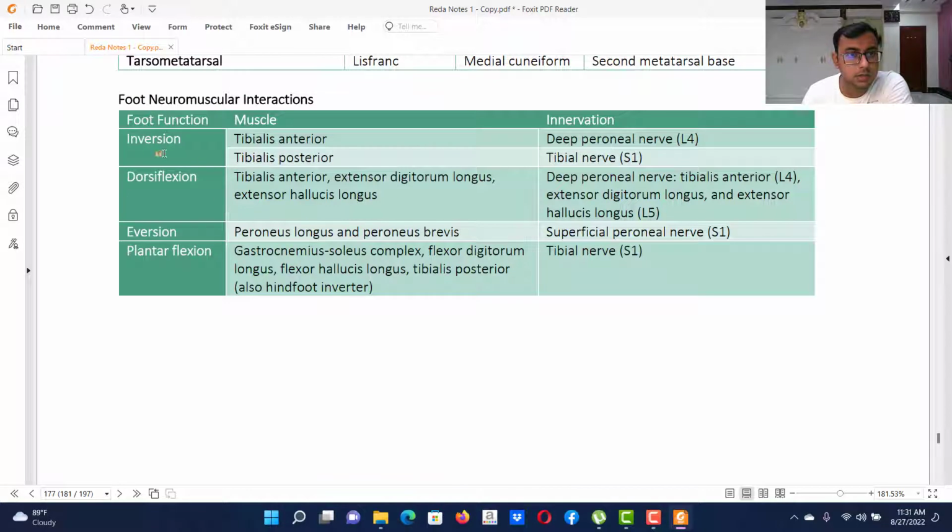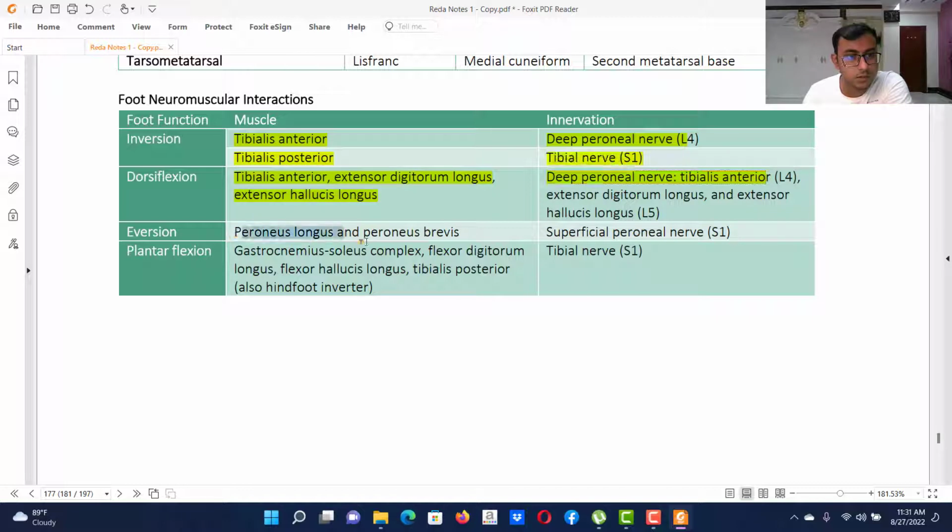You must know this. Inversion is done by tibialis anterior and tibialis posterior, so the deep peroneal nerve and tibial nerve help in inversion. These two muscles are the prime movers. Dorsiflexion is by tibialis anterior, extensor digitorum longus and extensor hallucis longus, also supplied by the deep peroneal nerve.